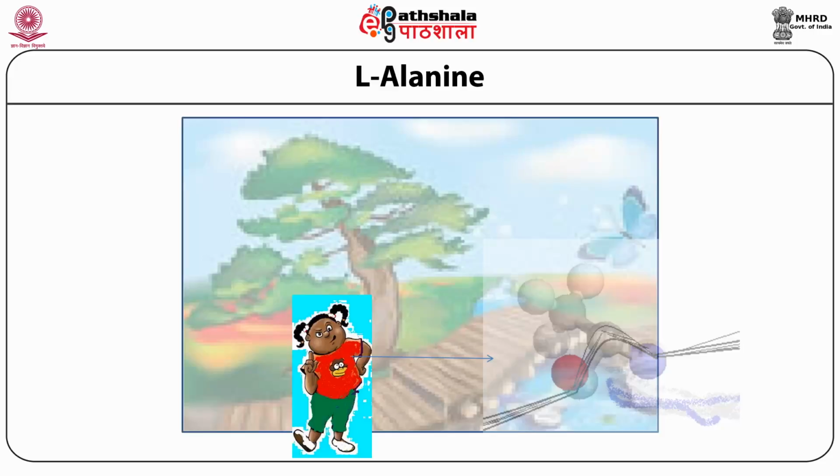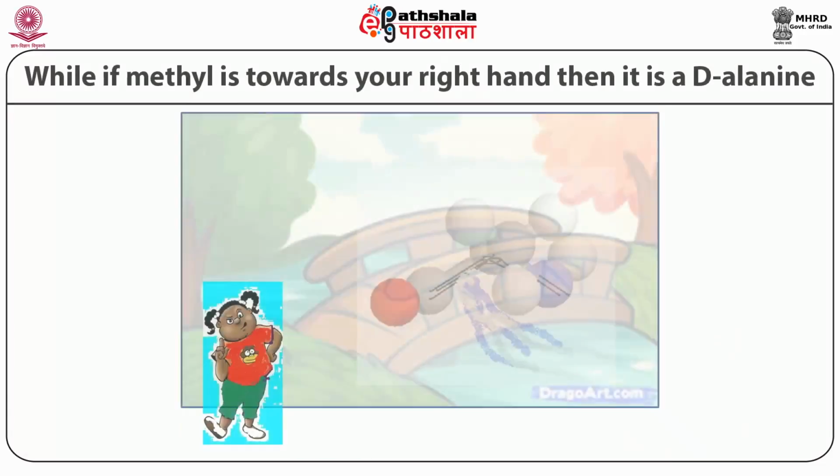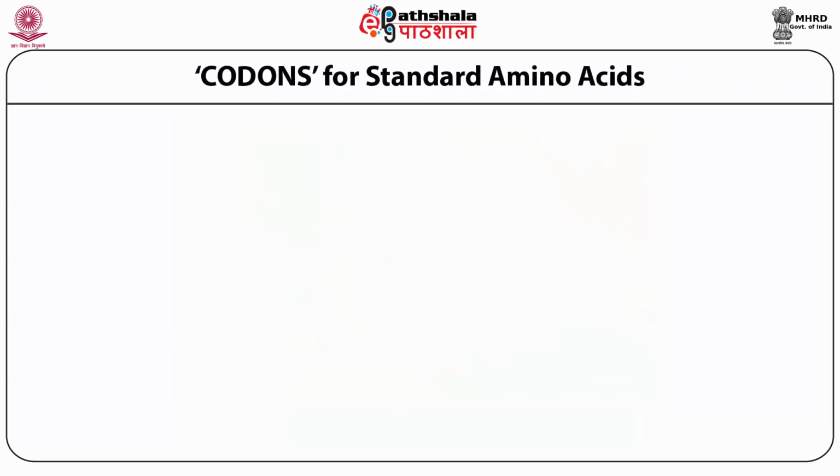You look at this, the girl who wants to hold the carboxylic end, and look at the butterfly, the amino end, and the methyl group is towards the left hand side, and that's why it is an L-alanine. In the next slide, it is the same, but the methyl group is towards the right hand side of the girl, and that's why it is a D-alanine.